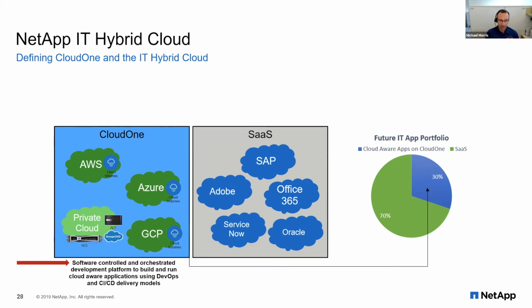CloudOne is also a great vehicle for NetApp product adoption. As customer one, we're expected to use products, and our private cloud today is built on NetApp HCI with all-flash FAS and NetApp StorageGRID. And then in hyperscalers, we're using Cloud Volumes for storage in the clouds.